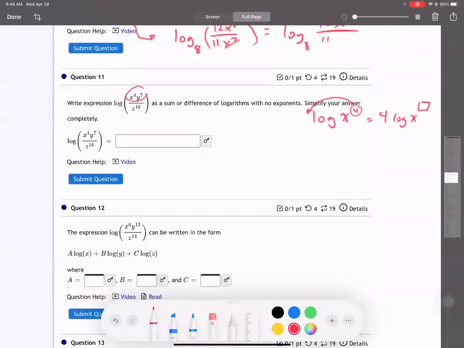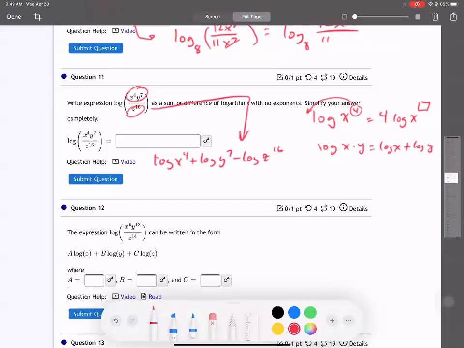Also, if I'm multiplying logs, I'm adding logs. If I say log of x times y, this is log of x plus log of y. So if I'm multiplying on the inside, I'm adding on the outside. And if I am dividing, I'm subtracting. Okay, so we can do this in 2 phases. I'm going to rewrite this as log x to the 4th plus log y to the 7th minus log z to the 16th. Because if I'm dividing logs, I'm subtracting them on the outside.